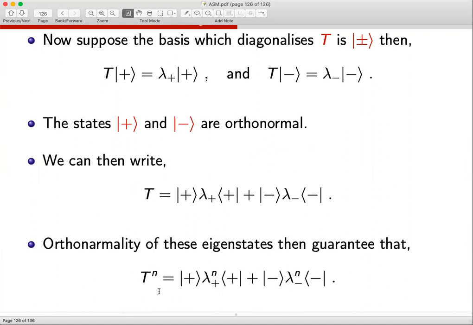If you want to check, do it for T squared. You just write down T like this and write T once again and take a product, and you will find that because plus and minus are orthogonal, the lambda plus lambda minus term wouldn't contribute. The only terms that will contribute are lambda plus with lambda plus, and lambda minus with lambda minus. Because the states are orthonormal, whatever is left over is only lambda plus squared in the plus case and lambda minus squared in the minus case. By induction, you can check that T to the n would give you this answer for arbitrary n. Is that fine?